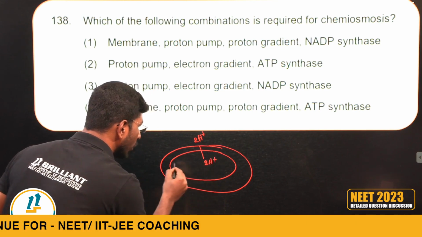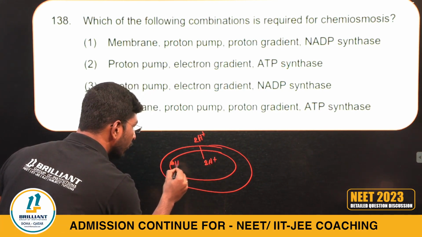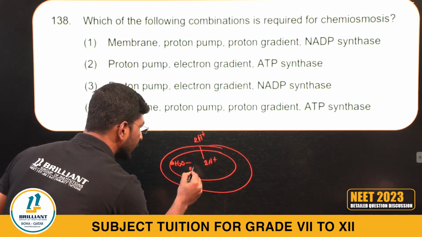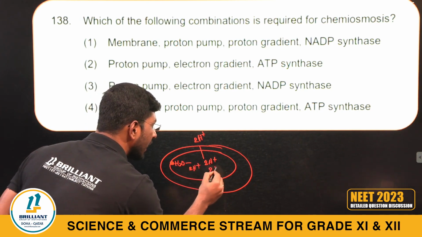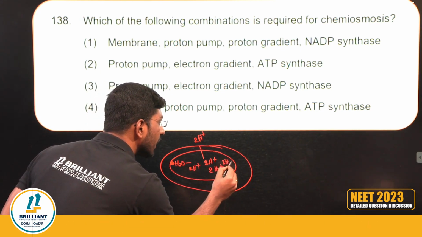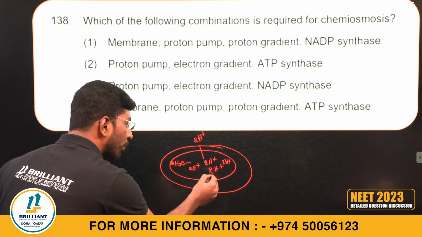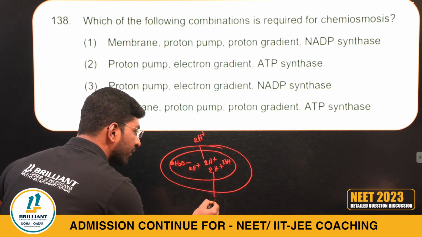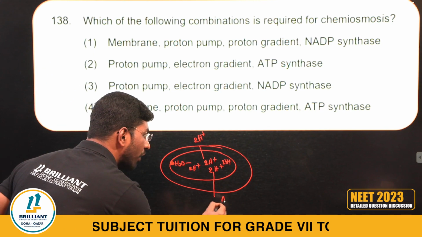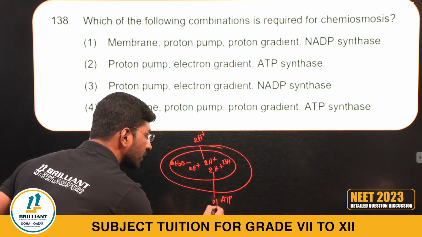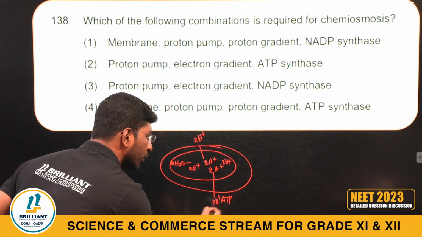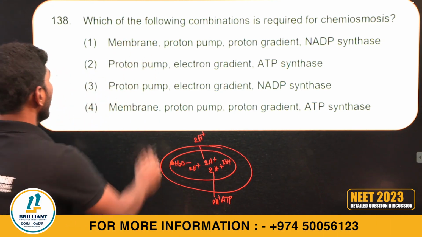In the lumen of the thylakoid, the water splitting complex is there. Water also breaks down to release protons. So the proton gradient in the lumen is increasing like anything. When these protons go back through the F0 F1 particle, synthesis of ATP takes place. This is called what? Tell me. Chemiosmotic hypothesis.